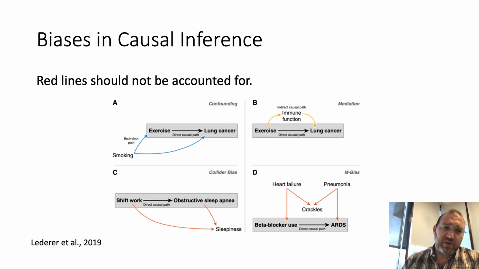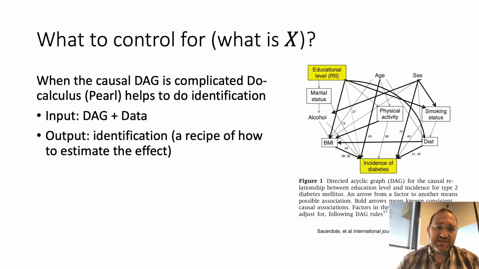For example, on the top left, you can see the most famous example of bias, called confounding bias. If we have some variable that controls both the treatment and the outcome, we have a backdoor issue, where the effect of exercise on lung cancer could be biased if we measure it naively, because of this third variable, which actually influences both.